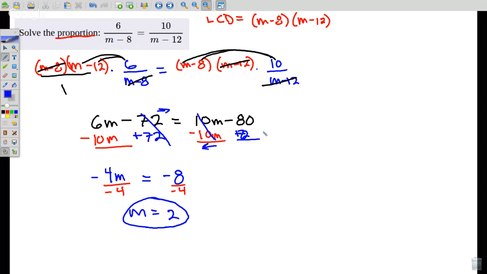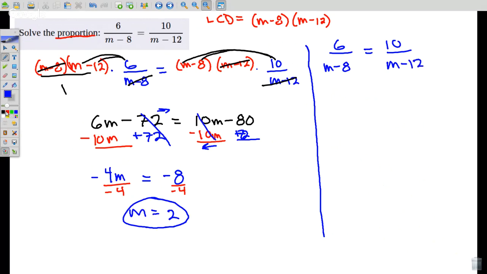And rather than check by evaluating, plugging that back in, I'm going to check by doing it a different way. So I'm going to use the idea of a proportion. Proportion is where you cross multiply. So what I'm going to do is take that 8 minus m and multiply it up that way, and the 12 minus m and multiply it up that way. And when I do that, let's see what we get. 6 times m minus 12 is 6m minus 72.